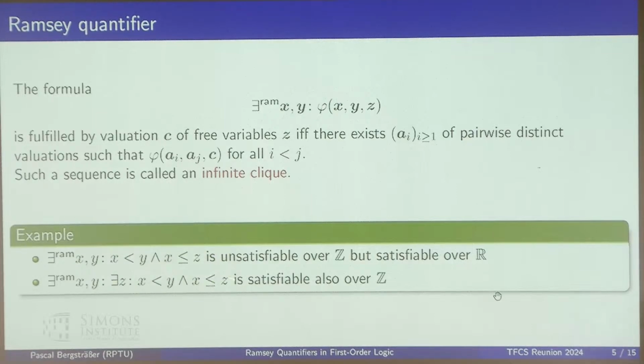What if we add the set as an existentially quantified variable within the scope of the Ramsey quantifier? Now, also over the set, this is satisfiable, because for every pair of x and y, you can choose a new valuation for the set. So you can make the set larger and larger for each x and y. So actually, you can find an infinite clique also in the integers here. We will also discuss a bit how existential quantifiers can be dealt with here.